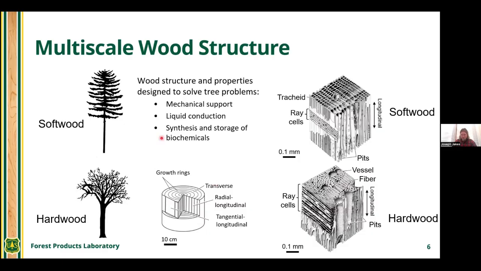So for those not familiar, there's multi-scale wood structure here. There's two main types of trees. There's softwoods, those are the coniferous pine trees, and then hardwoods, which are deciduous trees like oaks and maples.